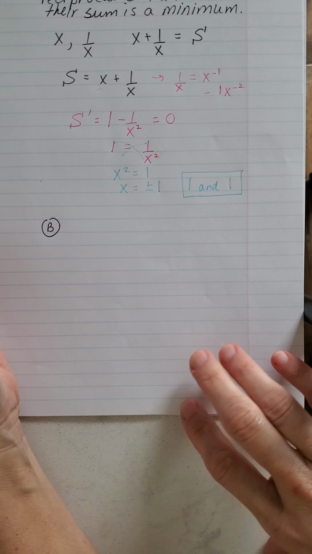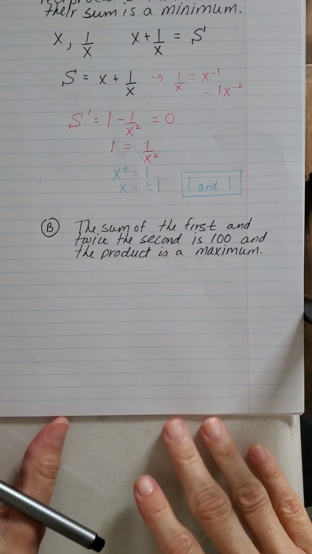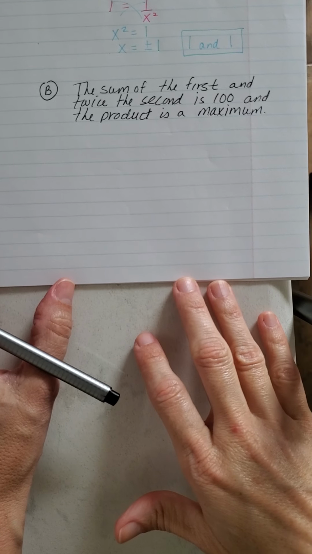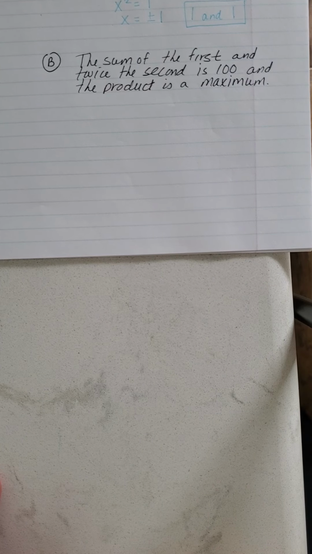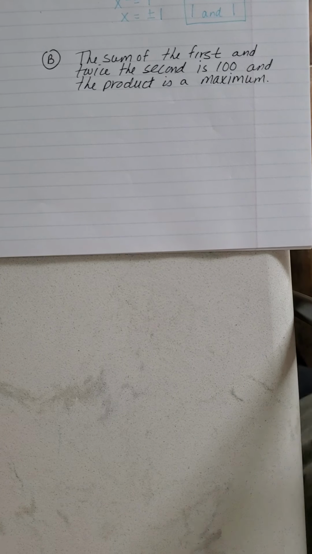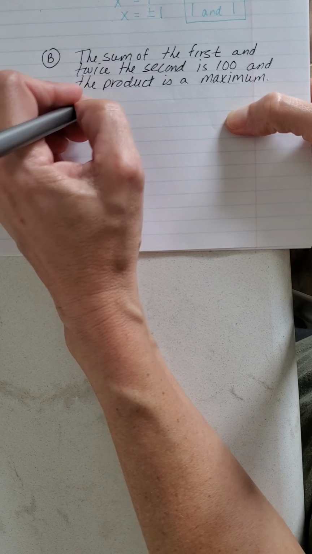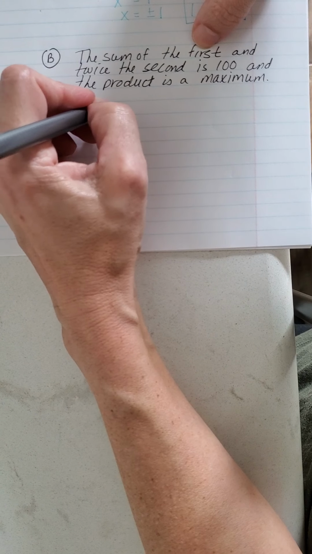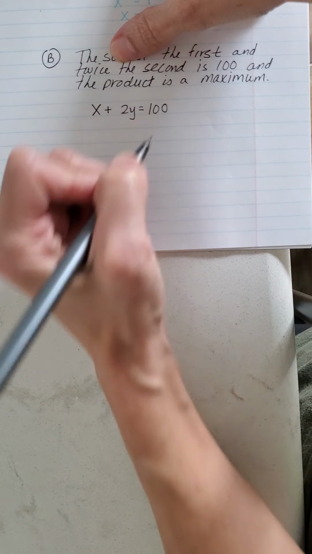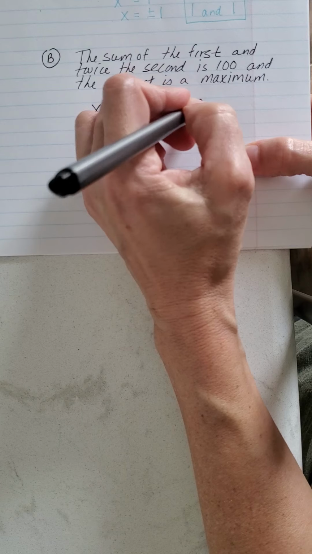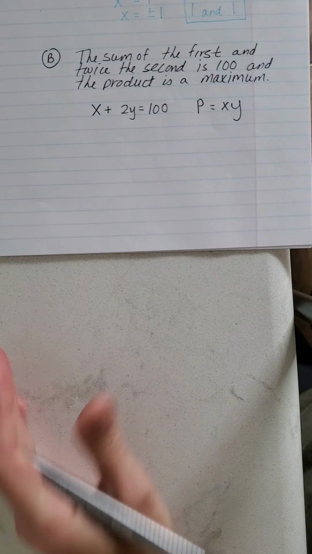So here we have our last example. It says the sum of the first and twice the second is 100, and the product is a maximum. The first thing I'm going to designate is I have x and y, and I'm going to say that the sum of the first, x, plus twice the second, 2y, is 100. And I know that the product, so I'm just going to say P, is x times y, and I know that's going to be a maximum.